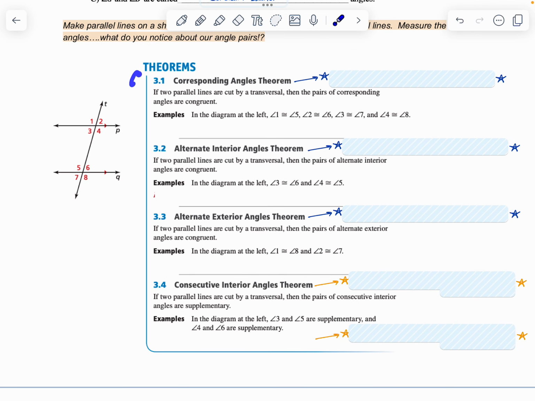We have 1, 2, 3, 4, 5 properties that we're going to take a look at here. 3 are very similar. The other 2 are similar to each other.